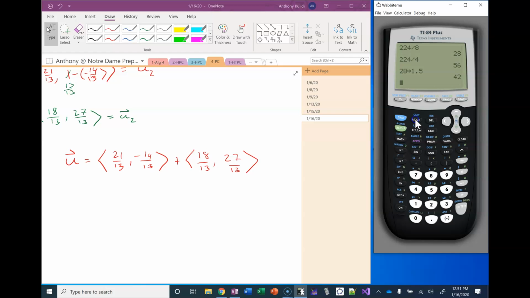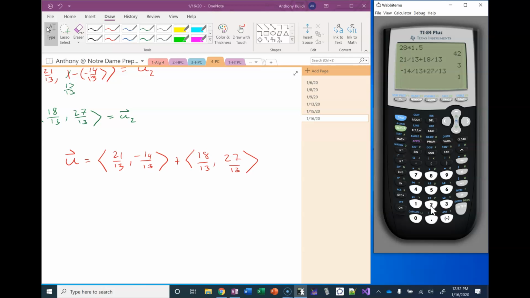So the first thing I want to do is make sure if I add 23 over 13 and 18 over 13, I get the x component for vector u, which was 3. I do. Then I want to check that if I add its y components, negative 14 over 13, plus 27 over 13, that I get the y component, which was 1. I do. That's good.